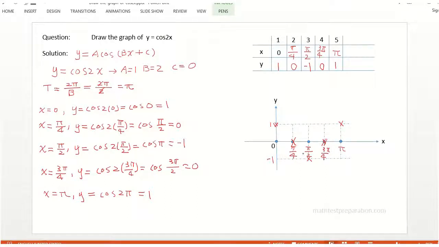Now we have these 5 points. So we connect these 5 points smoothly. The curve will extend in these two directions. Now we get the y equals cosine 2x curve in one period.